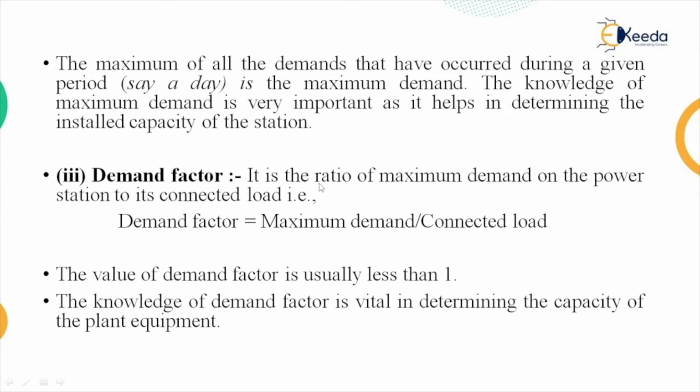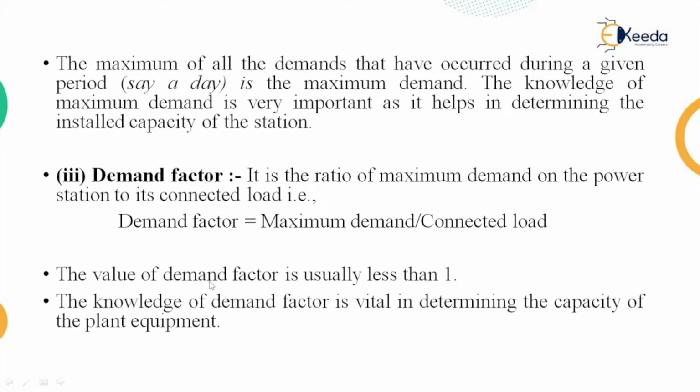It is the ratio of maximum demand on the power station to its connected load. So demand factor is equal to maximum demand upon connected load, where maximum demand is the particular demand in a particular period. Obviously, connected load is always greater than maximum demand, because connected load is the sum of all the ratings of the load, and maximum demand is the particular demand on a particular day.